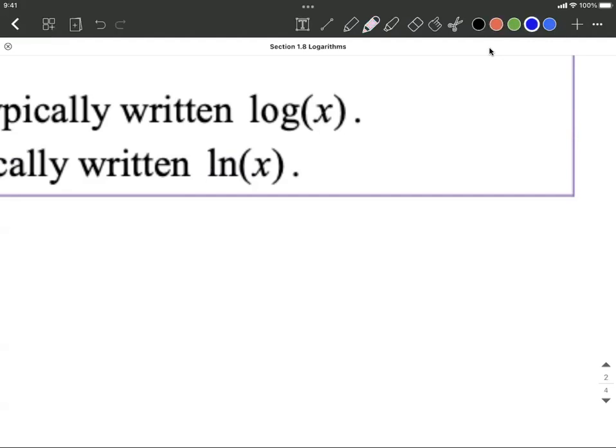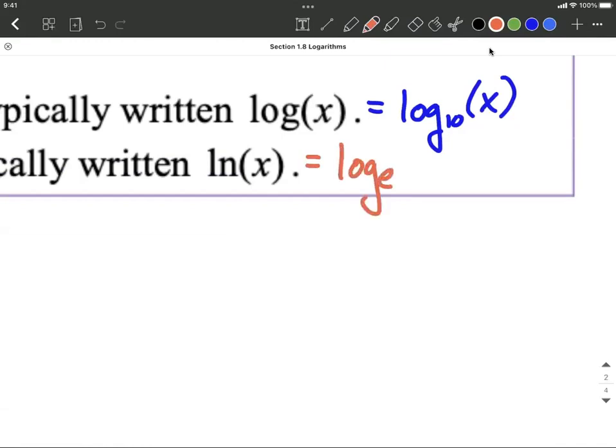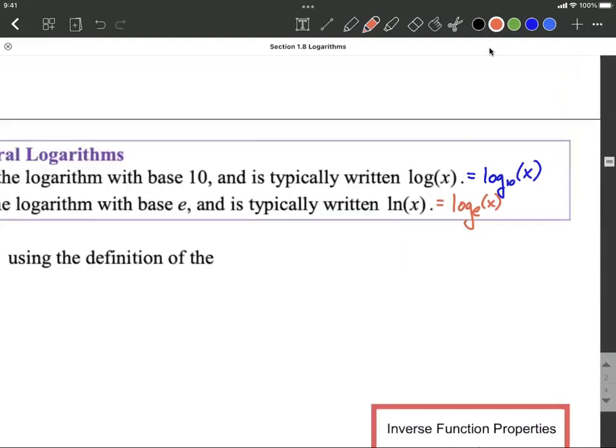So these are defined to be: whenever you see a log and it doesn't have a base indicated, that is automatically log base 10, and we refer to that as the common log. The other one, the natural log, is by definition log base e. We can always rewrite these with the bases so we can see them if that helps out as we go through problems. But know that natural log and e are kind of intertwined, and common log is automatically log base 10.